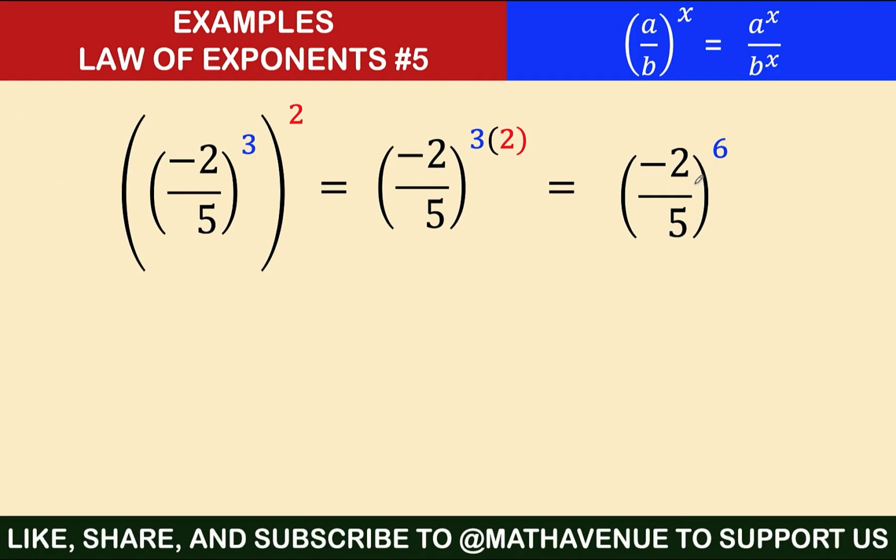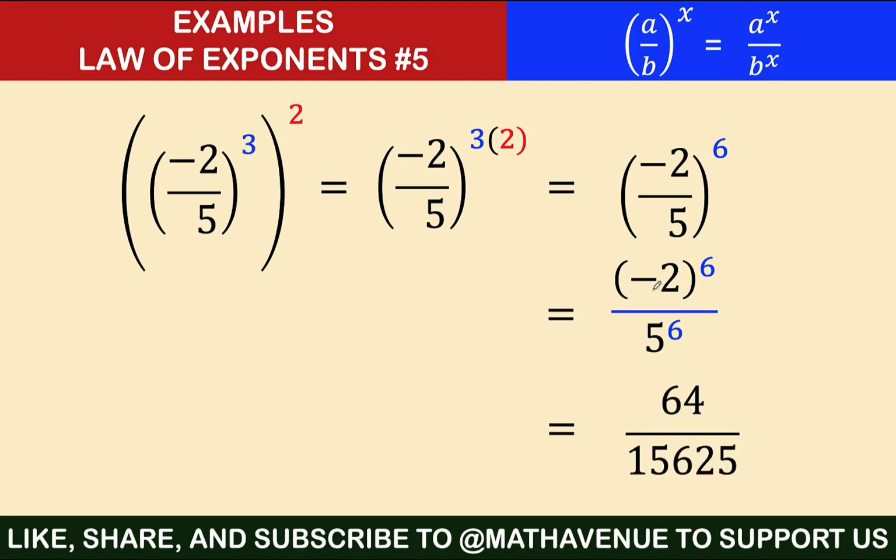So simplifying this now, applying law of exponent number 4, we can write this in two exponential numbers, one in the numerator and one in the denominator. Both are raised to exponent 6. Then negative 2 raised to the sixth is positive 64, and 5 to the power of 6 is 15,625. That is now our answer.